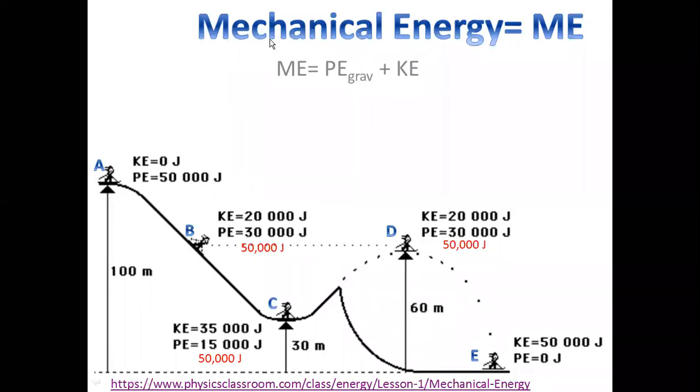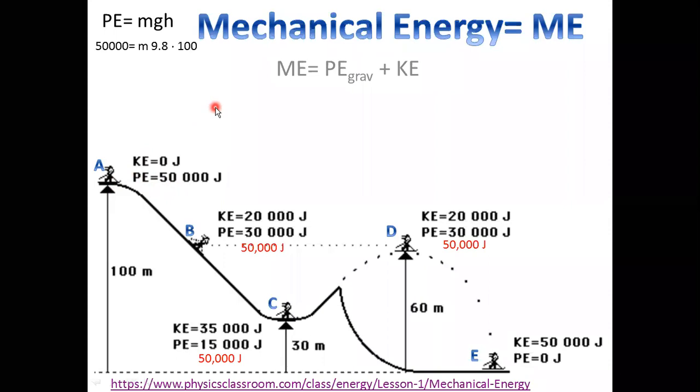So let me point out that here at the beginning at point A, it says the kinetic energy is 0. Well, the skier hasn't started moving yet, so it makes sense that the motion energy, called kinetic energy, is 0. The potential energy at this point is 50,000 joules of energy. Now remember, potential energy is easily calculated with a formula. So the formula that we can use to calculate that, PE equals mgh.